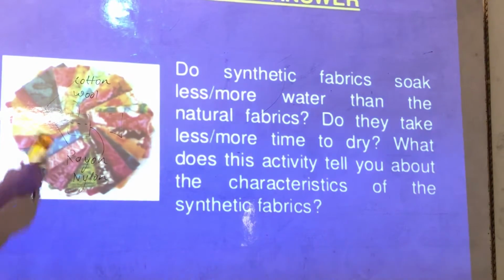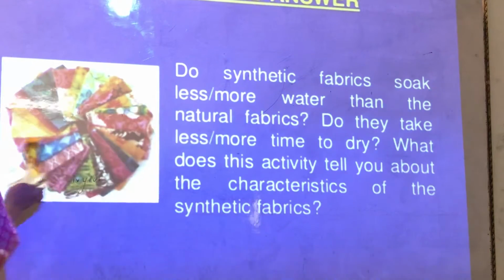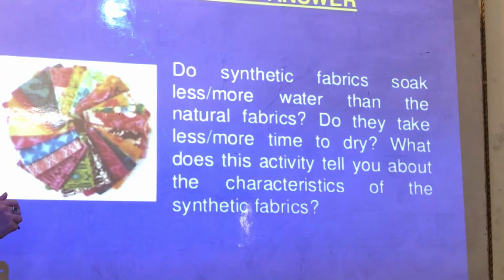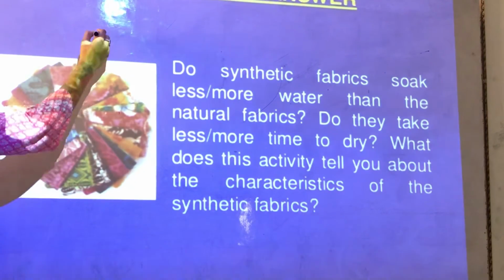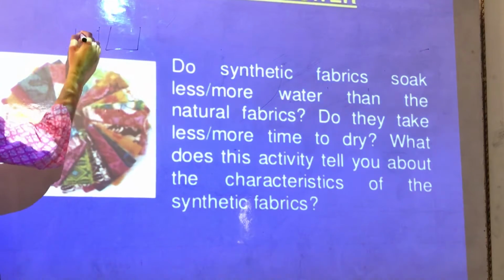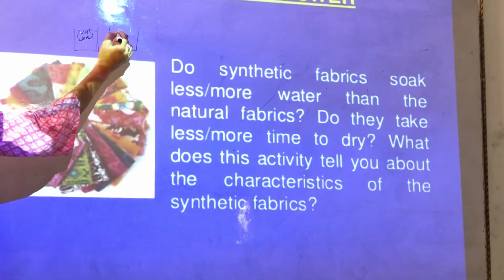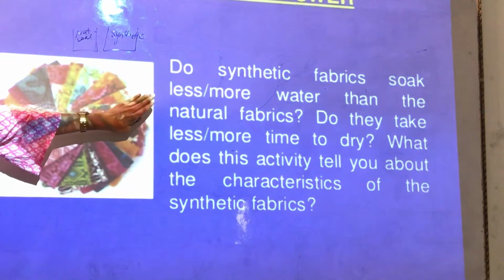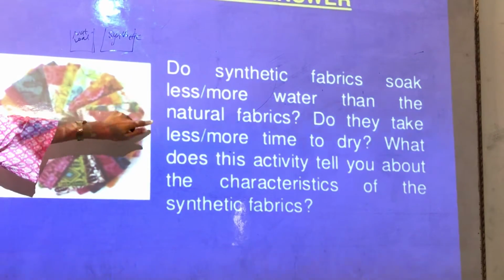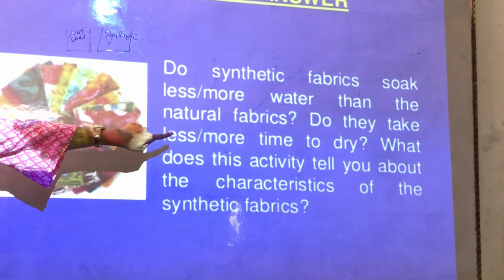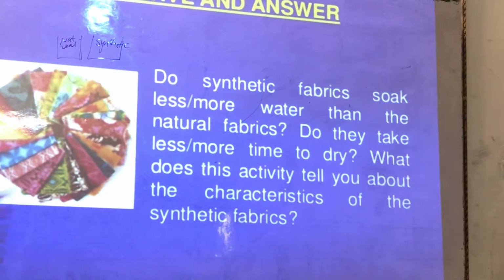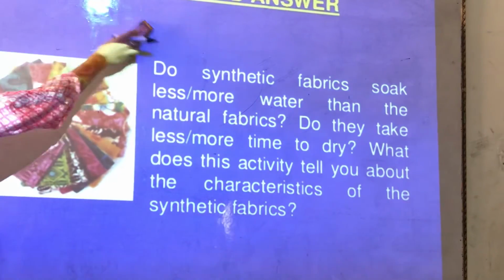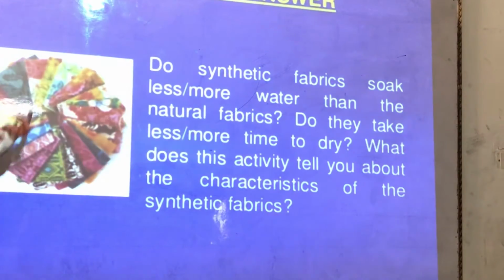Now, what did you observe? You have to observe and tell: do synthetic fibers soak less or more water than the natural fiber? Do this activity at your home. In one tumbler take the natural fiber, in the other take the synthetic fiber, and then tell me which one soaked more water and which soaked less. Do they take less or more time to dry? Which one took more time to dry? What does this activity tell you about the characteristics of synthetic fiber? After that you have to answer it.